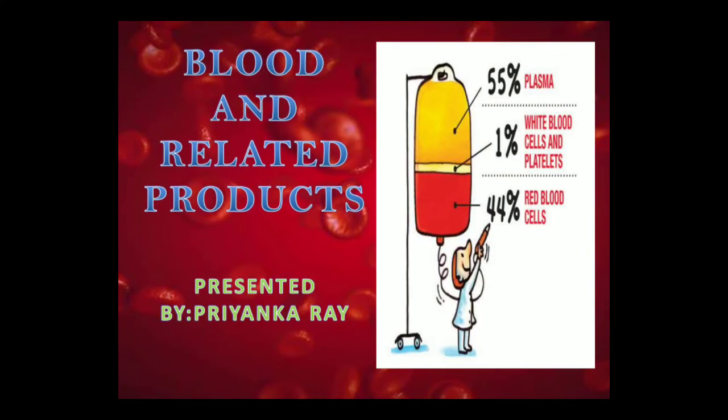Hello learners, as you can see, this time I have come up with the topic of blood and related products. To give you a brief idea what I am going to discuss in this presentation, I have given a picture on the cover slide. You can see here I have given the picture of the whole human blood, and I have explained that it consists of 55% of plasma, 1% of WBCs and platelets, that is white blood cells, and 44% of red blood cells.